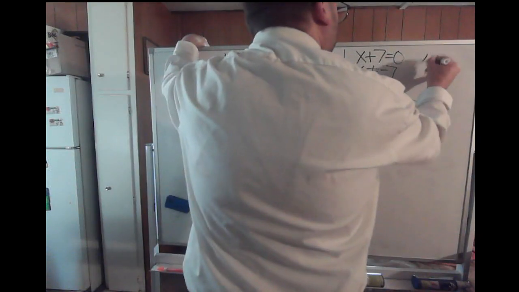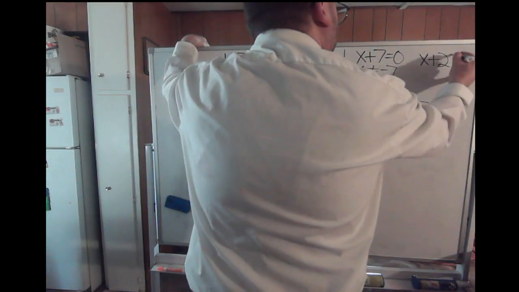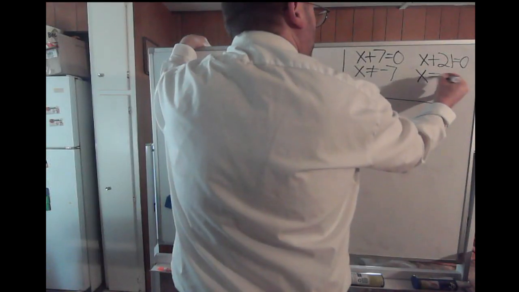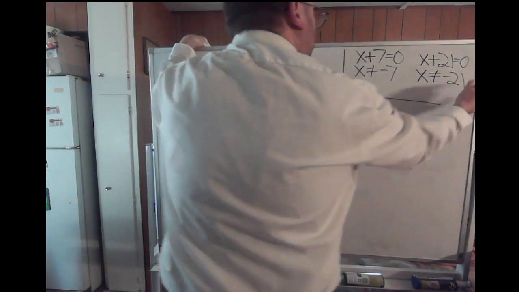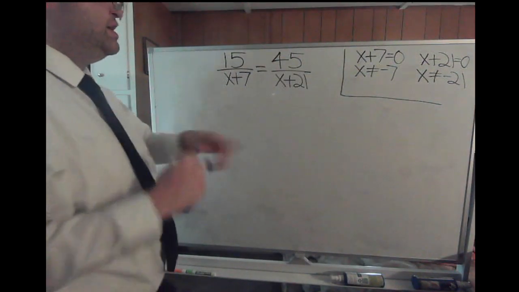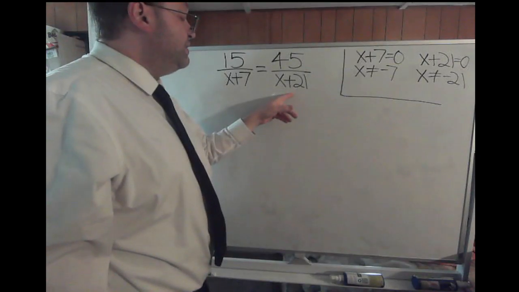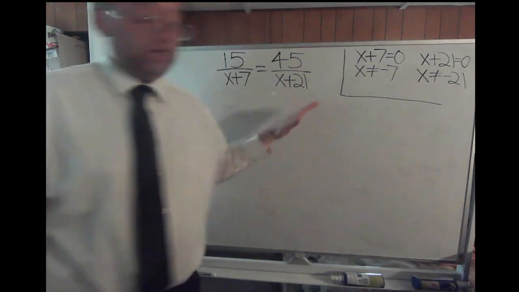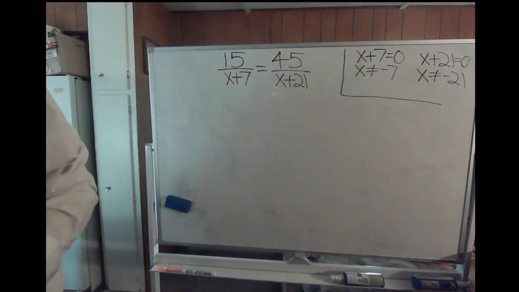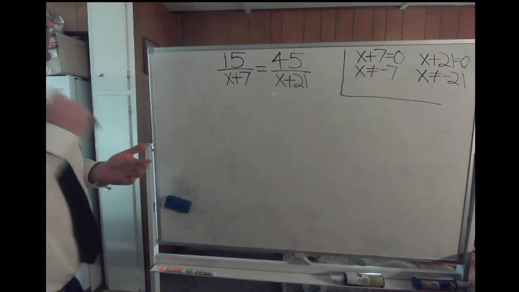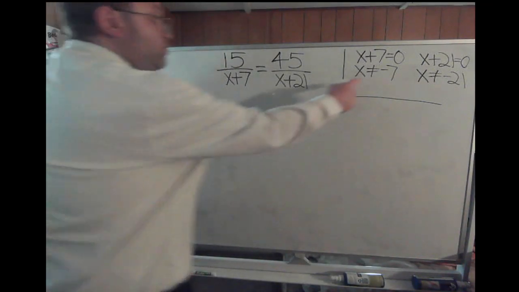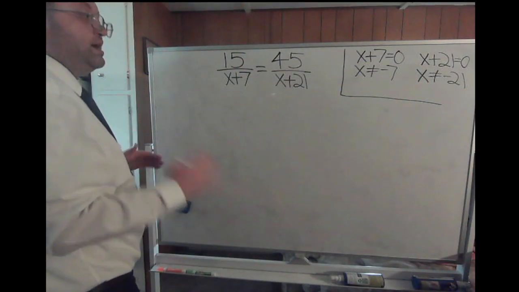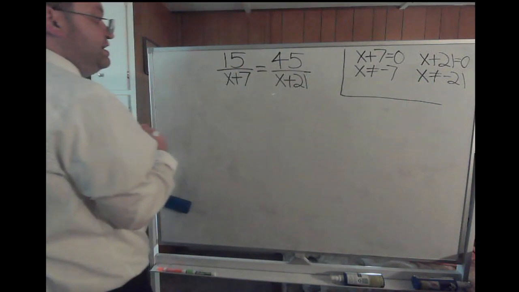Let's also deal with x plus 21 equal to 0. That would mean x would be equal to negative 21. Well, x cannot equal negative 21. If x equals negative 21, you get a 0 in the denominator, which doesn't work. So what it's going to be is that x cannot equal negative 7 or negative 21. If you get either of those answers, you got to throw it out because you get an undefined result.